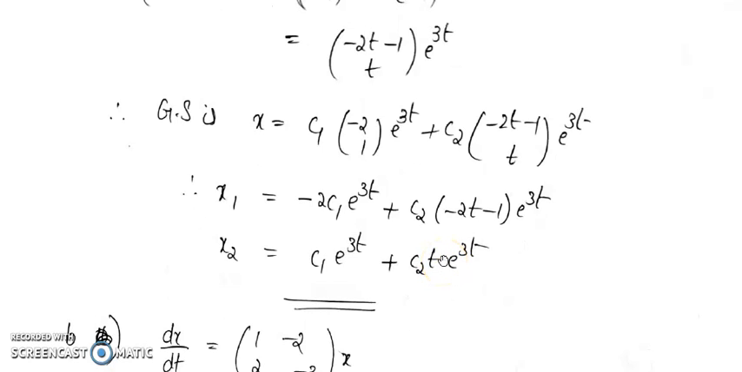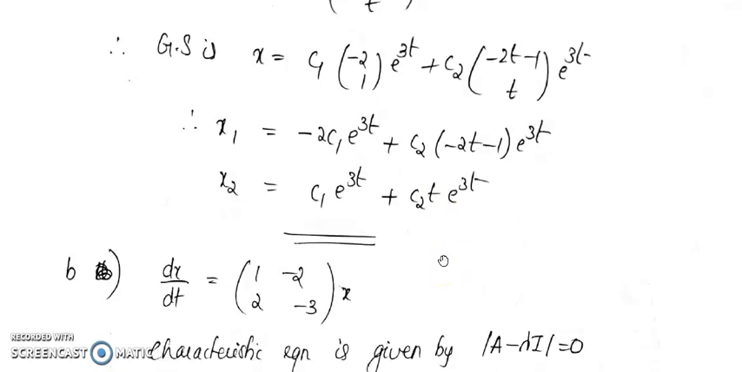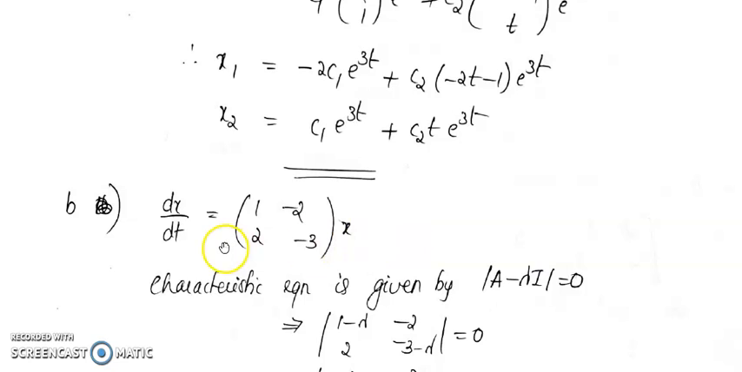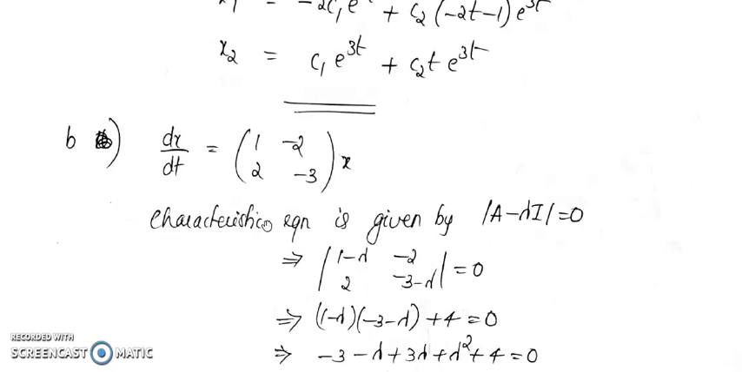Now let us see one more question. We need to solve the equation dx/dt = [[1, -2], [2, -3]] x. The first step is to find the characteristic values. For that, take the determinant of A minus lambda I equal to 0. So we will get the determinant of [[1 - lambda, -2], [2, -3 - lambda]] equal to 0.